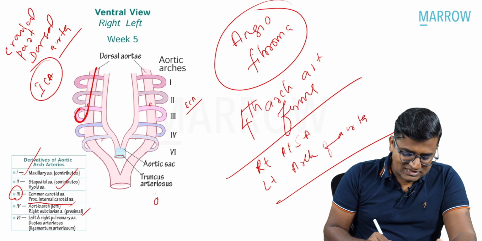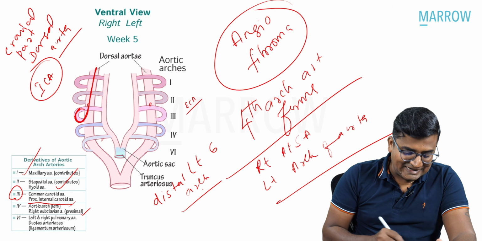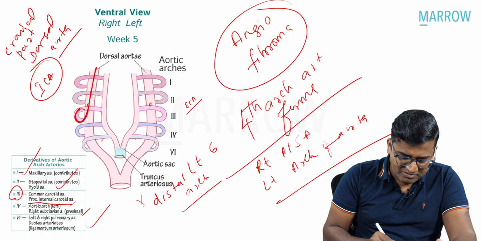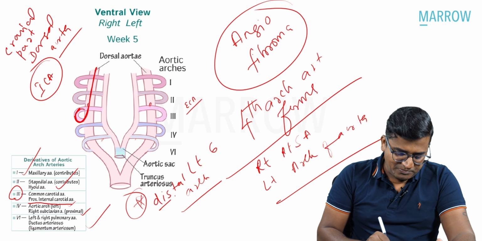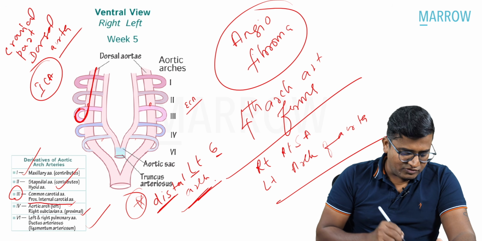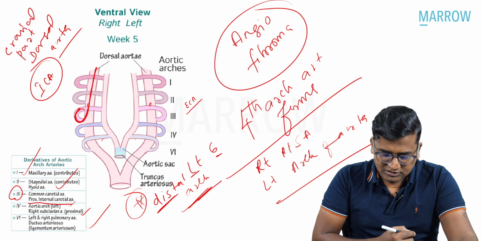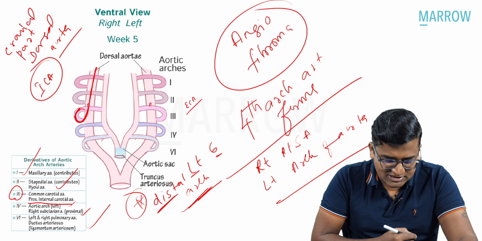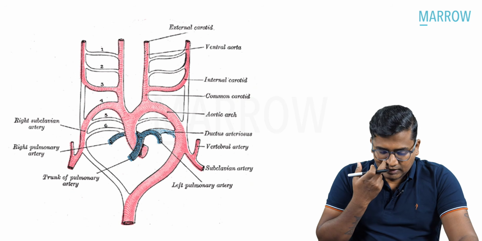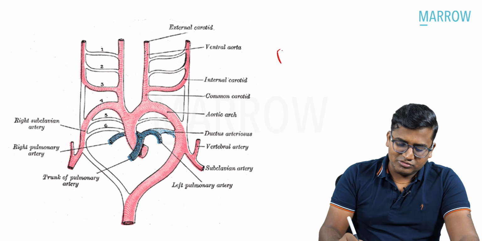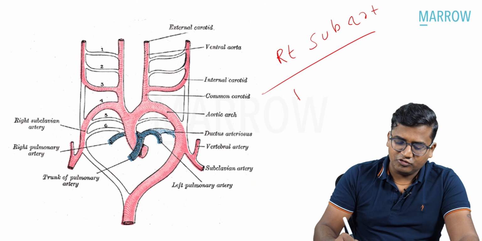What is it? The distal part of the left sixth arch artery forms the ductus arteriosus. That is very, very important. Another expected question for the coming NEET exam. Okay. So, the distal part of the left sixth arch artery forms the ductus arteriosus. Now, another important topic you have to know in the arch arteries: most of the time they ask about the abnormal right subclavian artery. I told you already, the right subclavian artery comes from the right fourth arch artery.